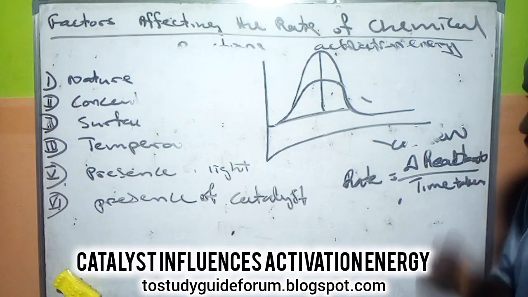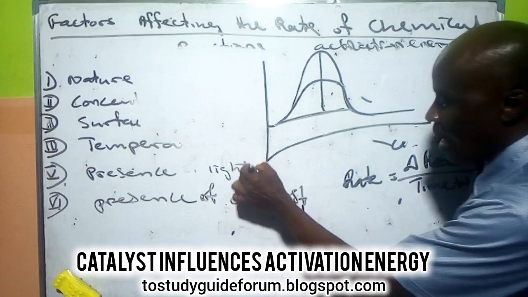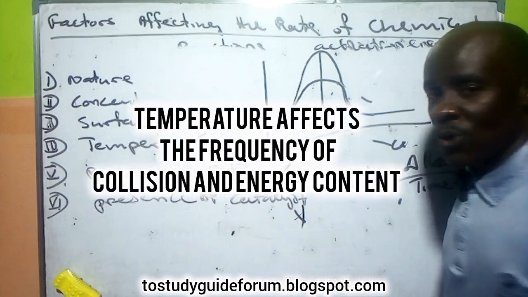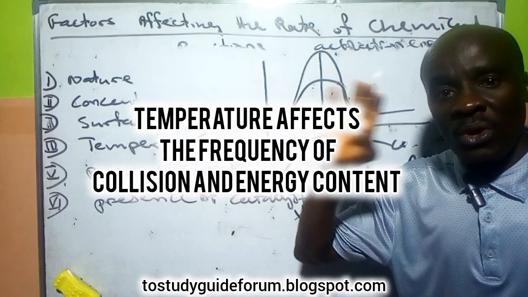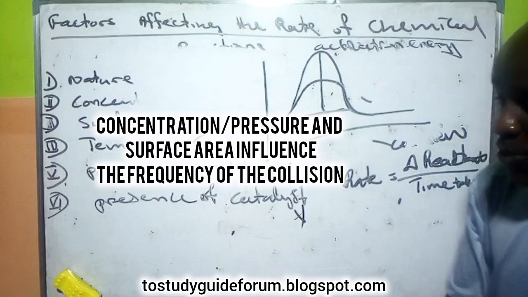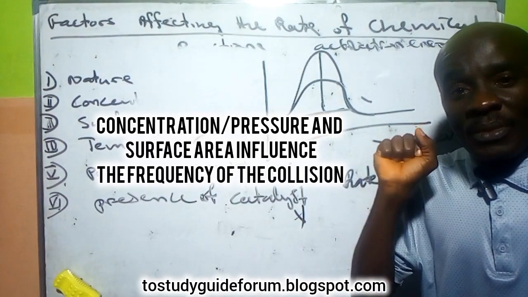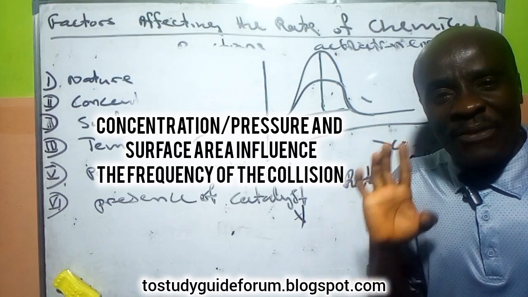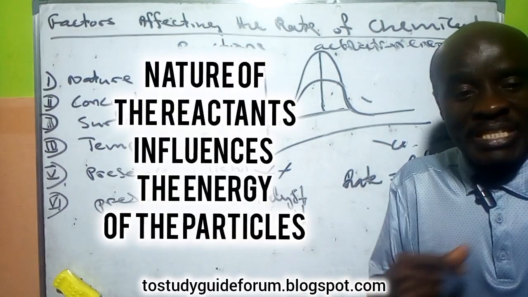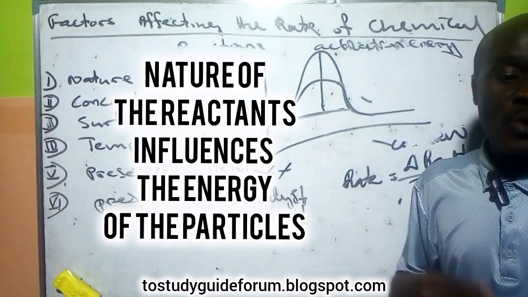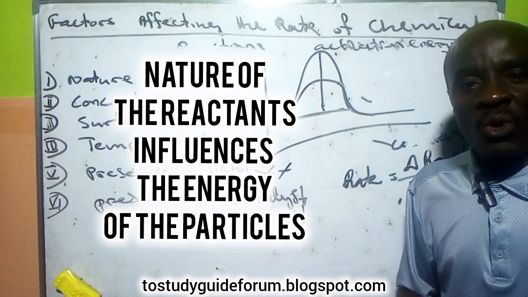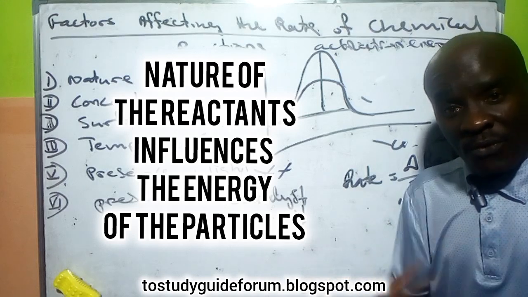These are some of the things I want you to note very well: catalysts affect the activation energy; light affects the frequency of the collision and the energy; temperature affects the energy content and the rate of collision; concentration or pressure influences the frequency of the collision; while the nature of the reactants influences the energy content of the particles, because naturally some of these elements or atoms have their own existing energy in them.